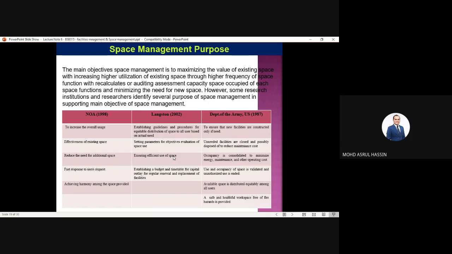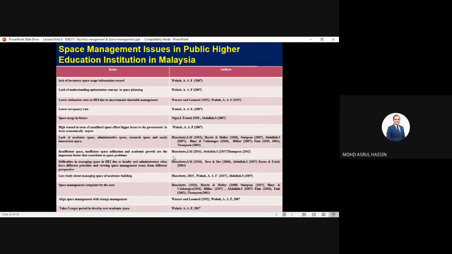What I said before is we need to ensure, before we construct the new building, that our existing building has already fully utilized all the space. Okay, issues in public higher education institutions in Malaysia: lack of inventory and space usage information records, and lack of understanding. That's why some of the space is not utilized or has a lower occupancy rate.